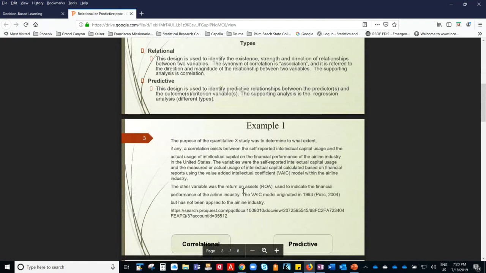The purpose of the quantitative study was to determine to what extent, if any, a correlation exists between the self-reported intellectual capital usage and the actual usage of intellectual capital on the financial performance of the airline industry in the United States. By the way, I pulled this from the University of Phoenix dissertations. The variables were the self-reported intellectual capital usage and the measure of actual use of intellectual capital calculated based on financial reports using the value added intellectual coefficient. The question is, is this correlational or predictive? Anybody, please.